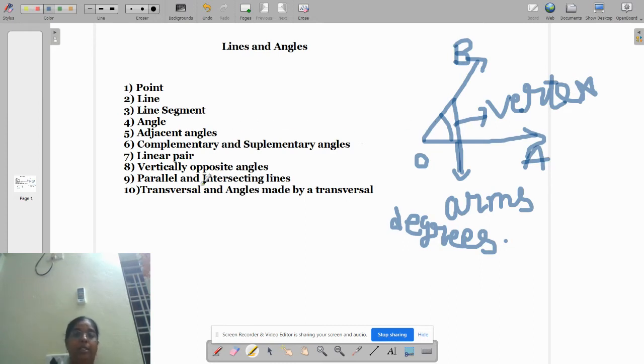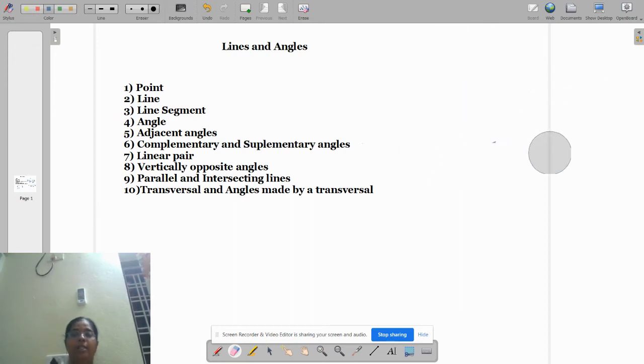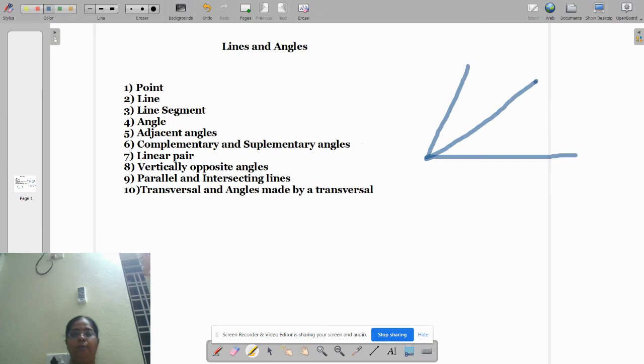Next is adjacent angles. The name itself says adjacent. Adjacent is nothing but next. Two angles are adjacent if they have a common arm and a common vertex.